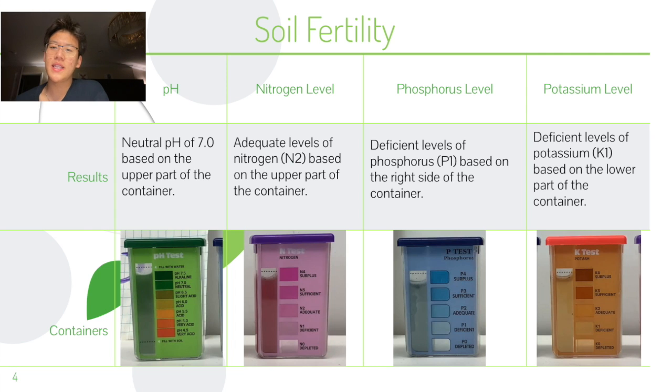Soil fertility refers to the ability of soil to sustain plant life, and there are basically 4 important components that determine the fertility of soil, and that includes pH, nitrogen, phosphorus, and potassium levels. Our soil pH was about 7.0, so it's quite neutral. The nitrogen level was adequate, and phosphorus and potassium levels were deficient. This means that our soil is not the best for plant growth, as it is lacking 2 of the 3 most important nutrients for plant growth.